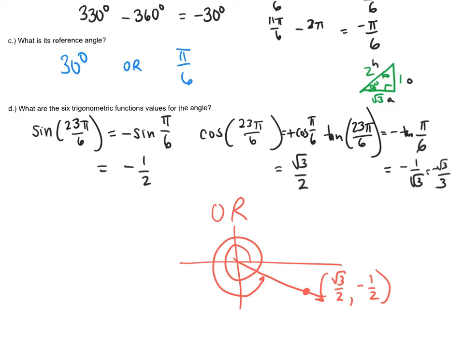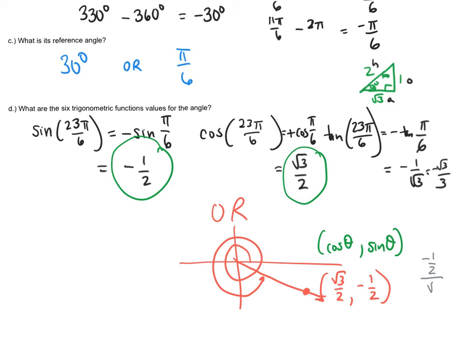So if that is my point on my unit circle, then remember, these are always ordered pairs of cosine theta, comma, sine theta. So my cosine is radical 3 over 2, like I thought. My sine is negative 1/2. And my tangent is going to be sine over cosine, so it's negative 1/2 over radical 3 over 2. So there's my negative 1 over radical 3, which is what I had here.